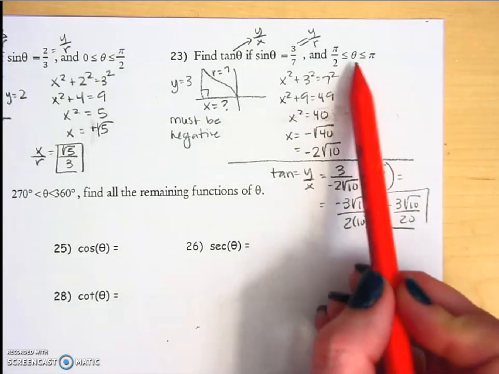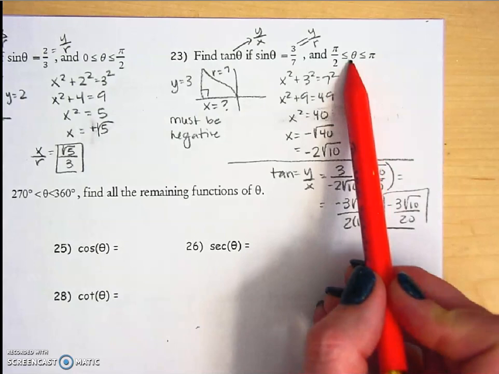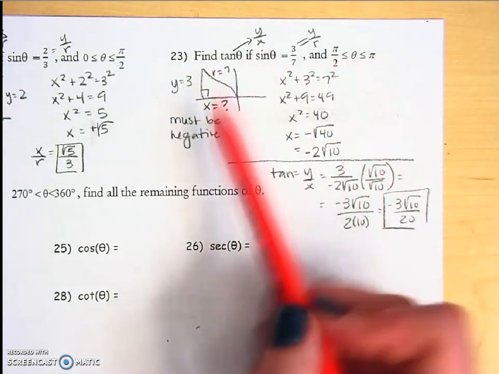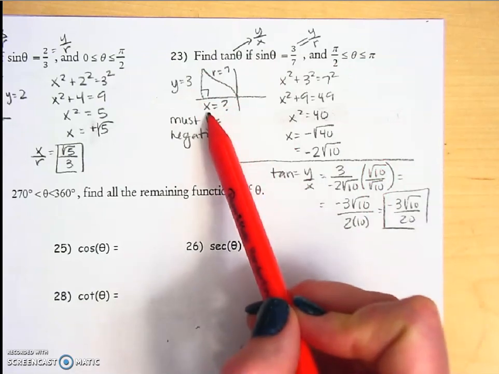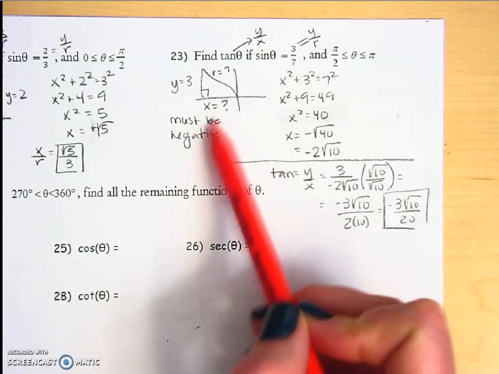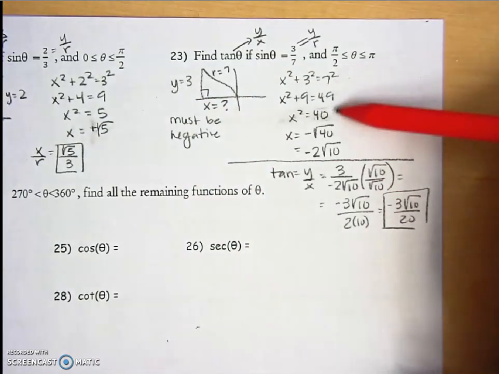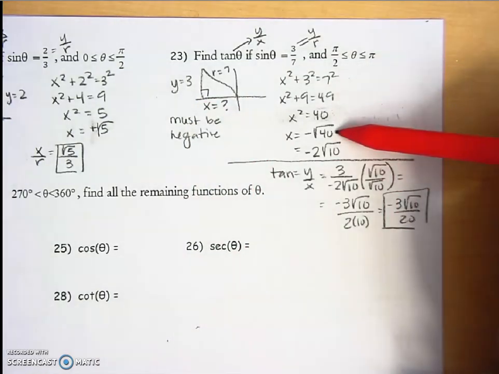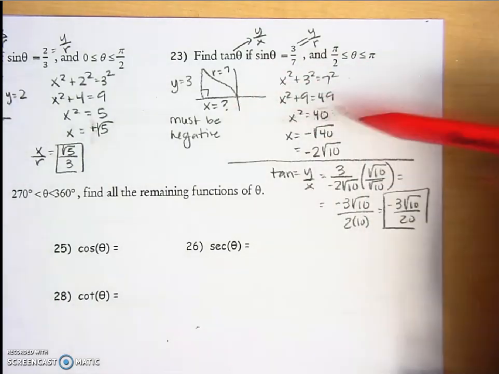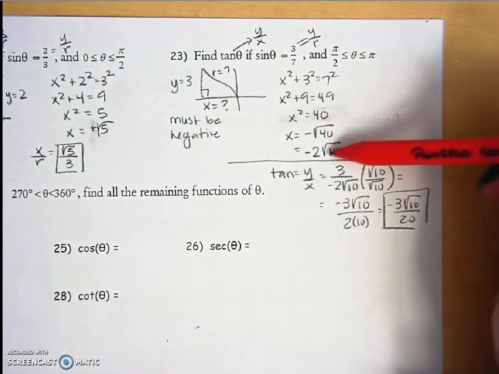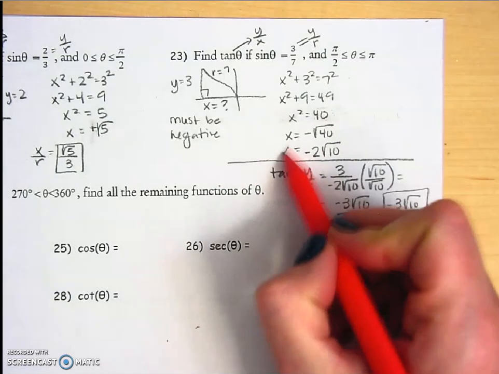All right, on this problem, our domain restriction was from pi over 2 to pi, so that gets me in the second quadrant. And after I draw my triangle, it makes it clear that x needs to be a negative value because it's in the negative direction. So after I do Pythagorean theorem and I get down here to the square root, it's either going to be positive or negative rad 40. According to my drawing, it has to be negative. And so then I just simplified my radical to negative 2 rad 10. And this is my x value.